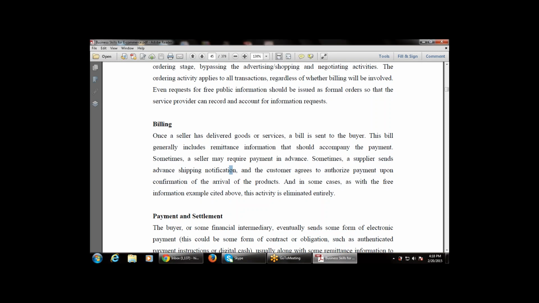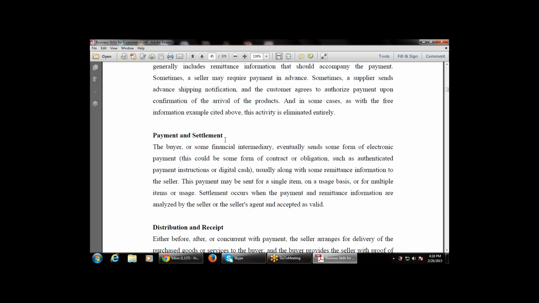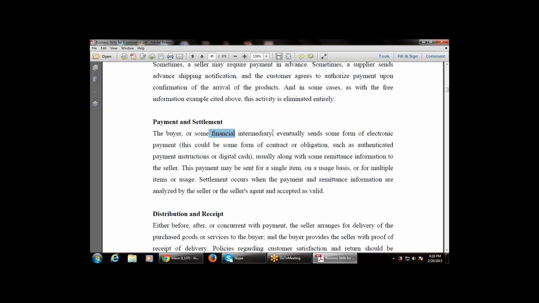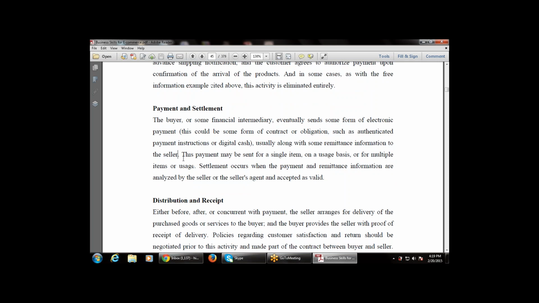Then next is payment and settlement. Payment and settlement is also a key feature of the e-commerce framework. The buyer or some financial intermediary eventually sends some form of electronic payment, that may be in the form of digital cash, an obligation, or an authenticated payment instruction. It may use any one, but consideration must be given to payment and settlement. Settlement is the stage when the payment and remittance information are analyzed by the seller and the buyer, and both are mutually agreed, that is, mutual coordination and settlement between buyer and seller.